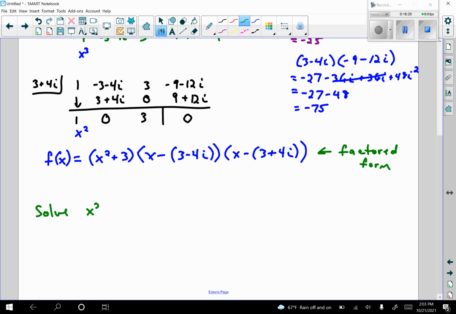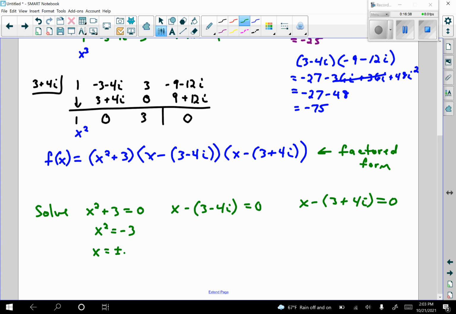So we'll solve x squared plus 3 equals 0. We know these other two just kind of come from x minus the 3 minus 4i, and then x minus the 3 plus 4i. So here, x squared is going to equal negative 3. X will equal plus or minus the square root of negative 3. So x equals plus or minus i radical 3.